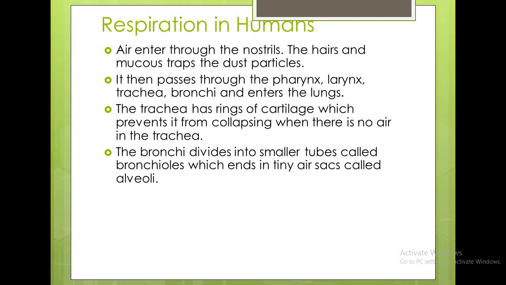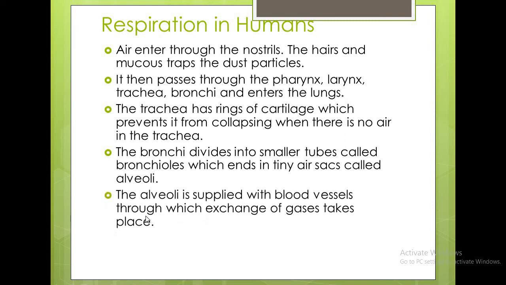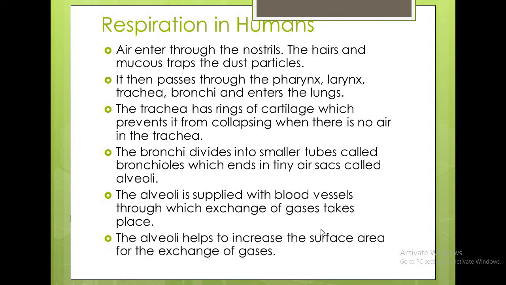The passage divides into smaller and smaller tubes, and it ends in balloon-like structures, and these balloon-like structures are called alveoli. And the alveoli provide the surface where the exchange of gases can take place. The wall of the alveoli contains an extensive network of blood vessels, and that's what you can see. The alveoli are supplied with blood vessels through which the exchange of gases takes place. And the alveoli help to increase the surface area for the exchange of gases.